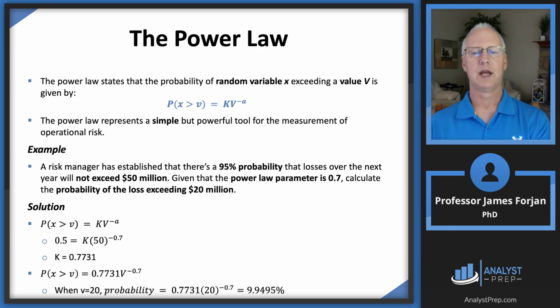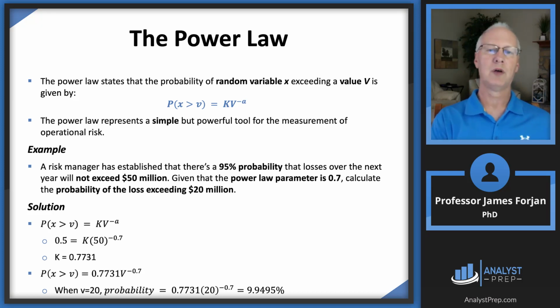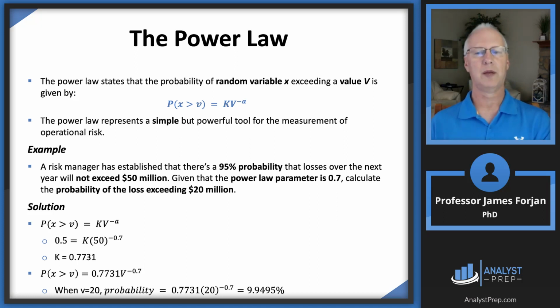We've established a 95% probability that losses over the next year will not exceed 50 million. All right, but that doesn't mean that we can't have losses of 70 million. But what does it mean if we want to know about losses that are 10 million or 30 million or 41 million or even 1 million? All right, so given this power law parameter of 0.7, what's the probability of the loss exceeding 20 million? 20 million is between 0 and that 95% probability of the 50 million. So we can use this power law, and we get, what is that? Somewhere around 10%.